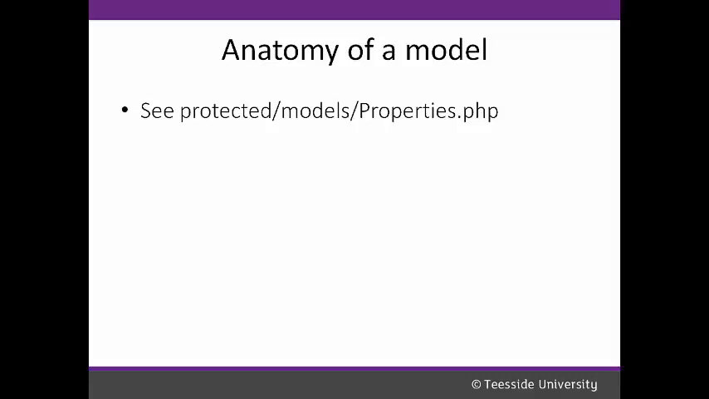If you would like to have a look at a model, once you have produced the database itself and the relationships between the tables, and you've gone to use Gii, you've created the classes, the models, the controllers and the views, go and have a look at the following directory: protected, models, properties.php.